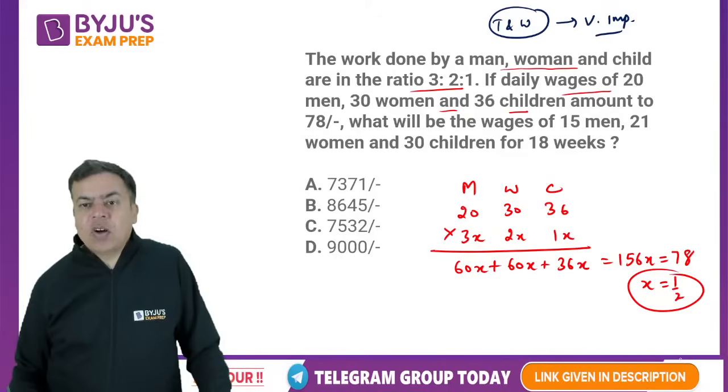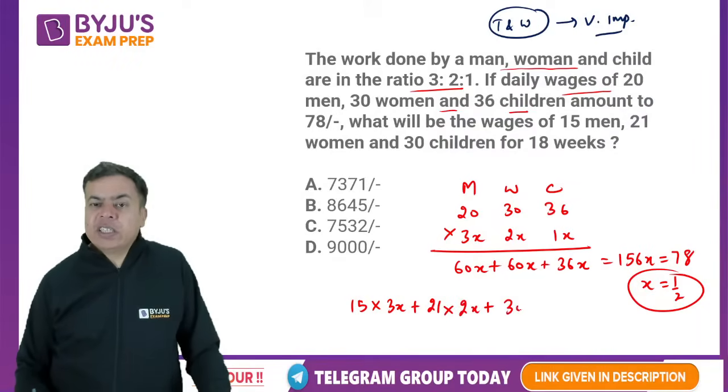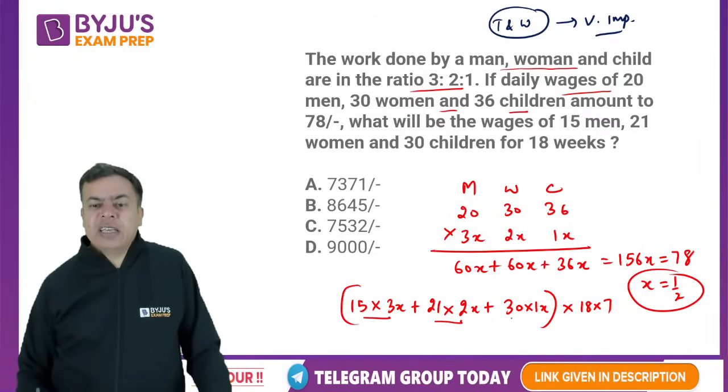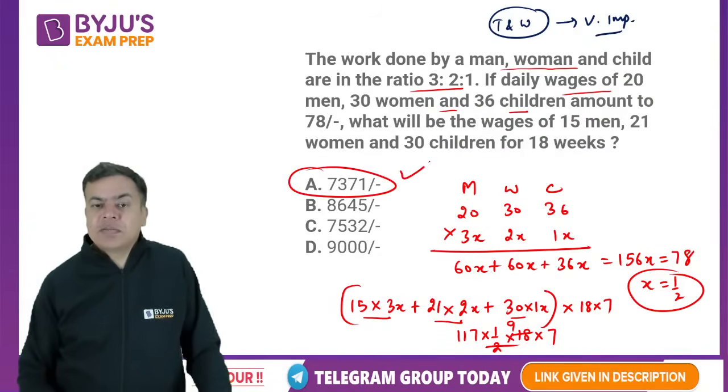This is the daily wage of all these. Now, for 15 men, it is 15 into 3x, 21 women, 21 into 2x, and 30 children, 30 into 1x, for 18 weeks. 18 weeks means 18 into 7 days. So this is the total salary. 45 and 42 is 87, and 30 makes 117, into x which is 1/2, into 18 and 7, so 2 into 9. So the last digit of my answer should be 9 into 7, 3 into 7, which is 1. The last digit should be 1.